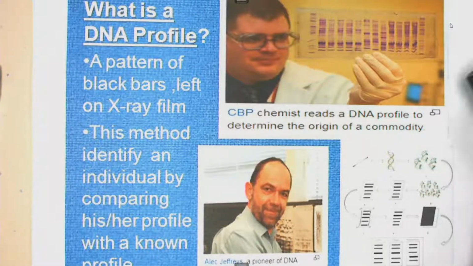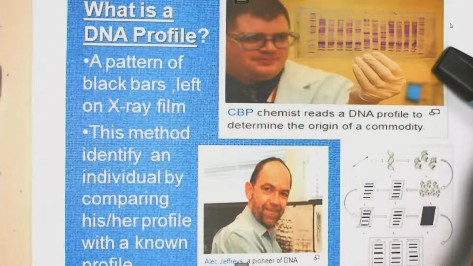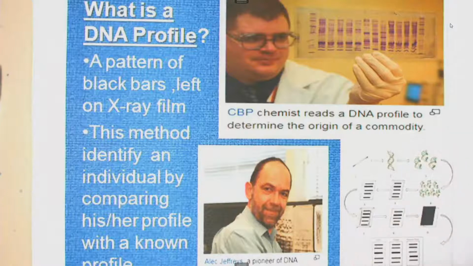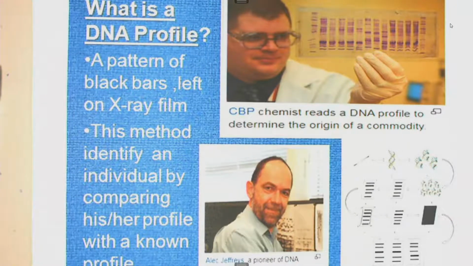Here you can see a nice picture where the scientist is showing us a DNA profile, how it looks on the X-ray film. And this guy that we see here at the bottom, Alec Jeffreys, he's actually the guy that discovered this specific technology, and then we can use it to identify siblings, or obviously if it's a crime scene, to try and catch the perpetrator.